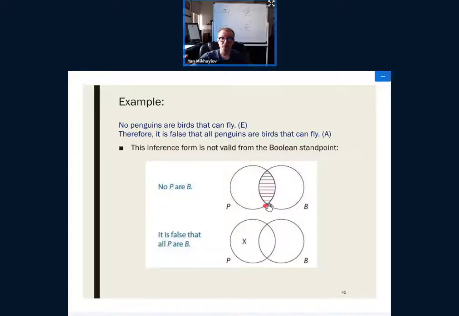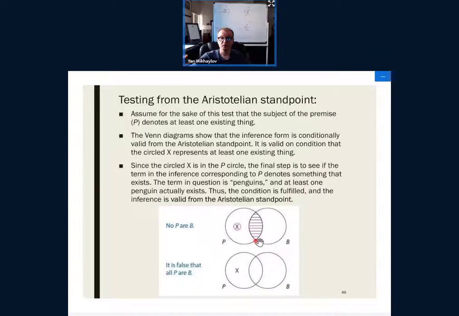So what do we do next? Next, we have a right to put an X with a circle where? Inside the P circle where it doesn't have a shading. So right here. Boom. We did that. So now we retest it and we discover that actually the X is in the right spot. So therefore it is conditionally valid from Aristotelian.